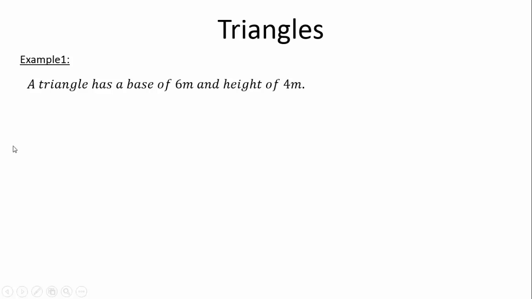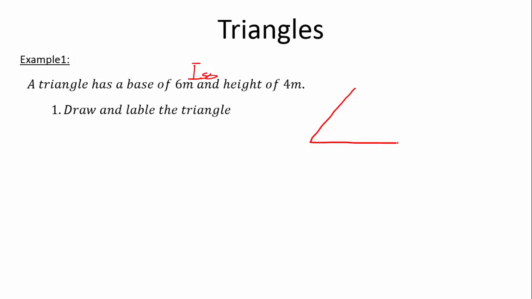Okay, let's look at a first example. A triangle has a base of 6 meters and a height of 4 meters. I'm telling you this is an isosceles triangle. It's not said in the question, but I'm telling you it is. Draw and label the triangle. Right, so we have our triangle with 6 meters at the bottom and 4 meter height.